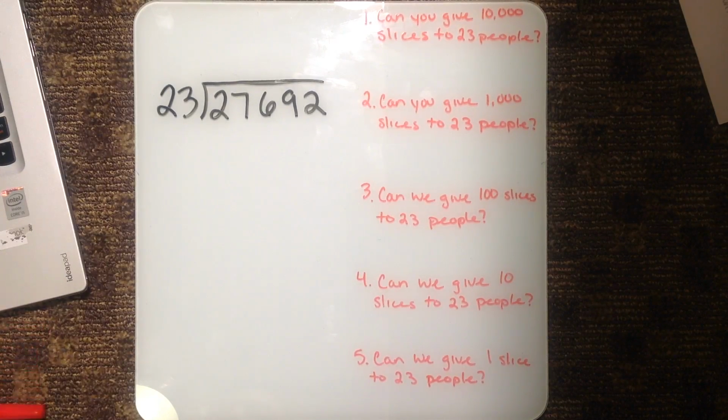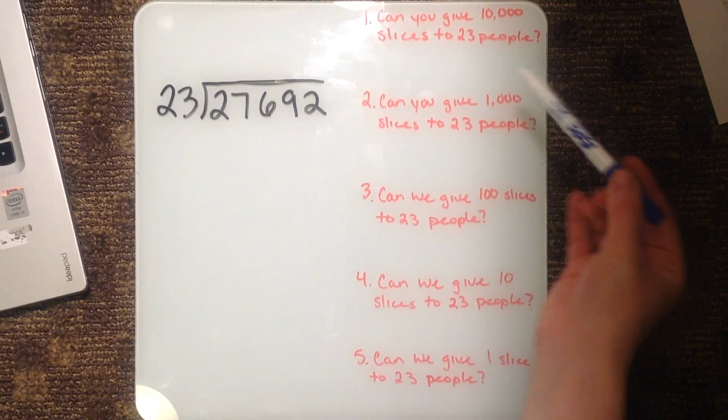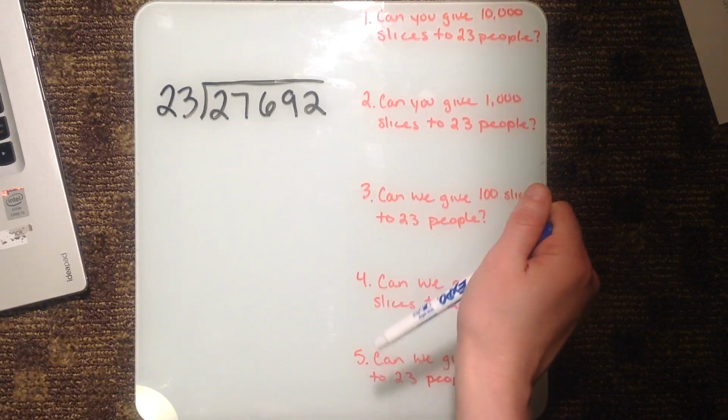The division problem of 27,692 divided by 23 really means that you have 27,692 slices of pizza and you want to give an equal amount to 23 people. How many slices of pizza will each person get? Our first step is to ask, can you give 10,000 slices to 23 people?